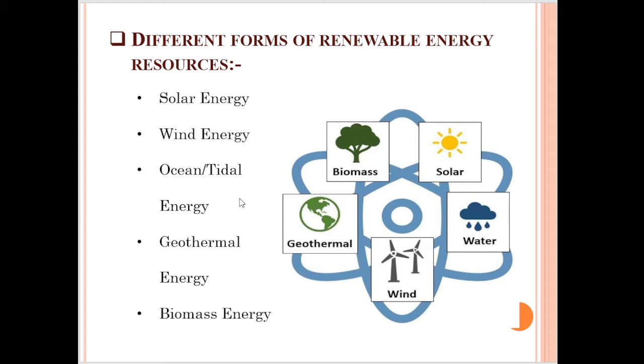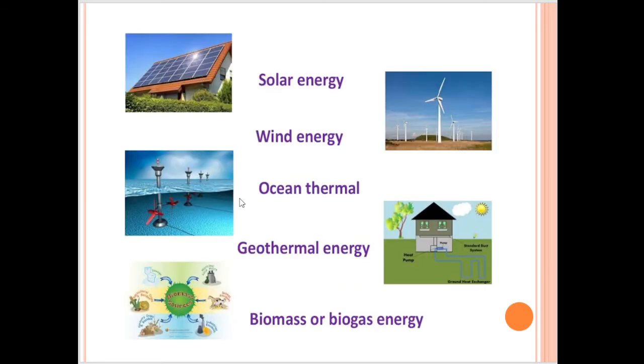Let's see the different forms of renewable energy sources. Solar energy, wind energy, ocean or tidal energy, geothermal energy, and biomass energy. Now, I will describe the different forms of renewable energy resources one by one. First one is the solar energy. Solar energy is obtained from sun. Wind energy is obtained from air motion. Tidal energy is obtained from water or ocean. Geothermal energy is obtained from Earth's inside surface and biomass energy is obtained from domestic as well as commercial waste.